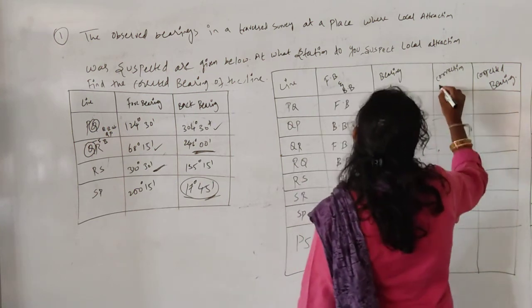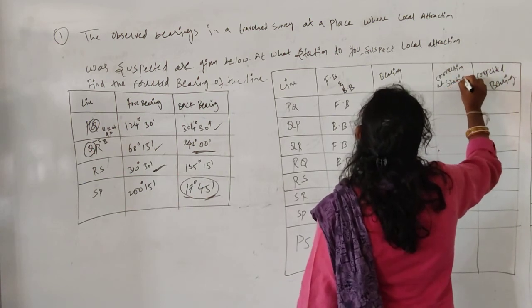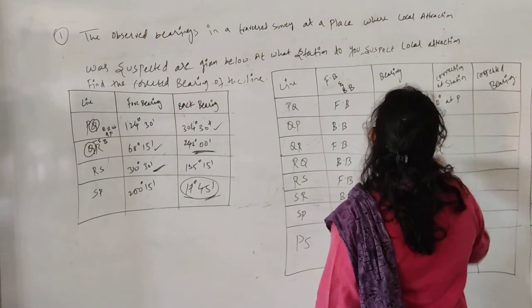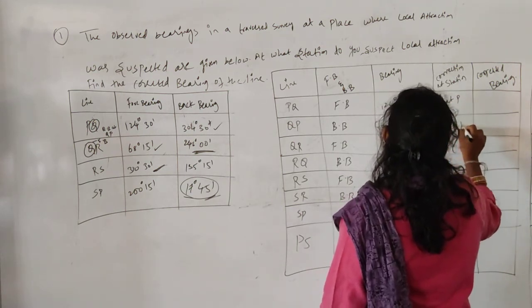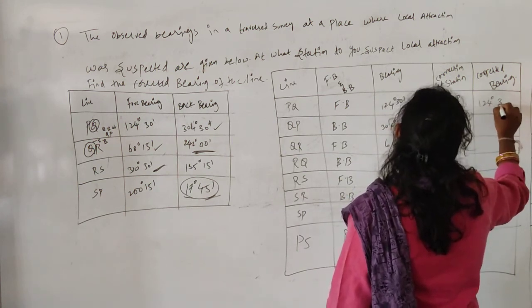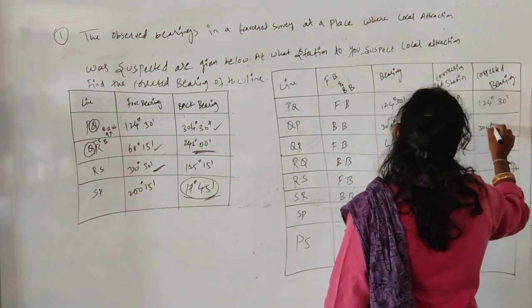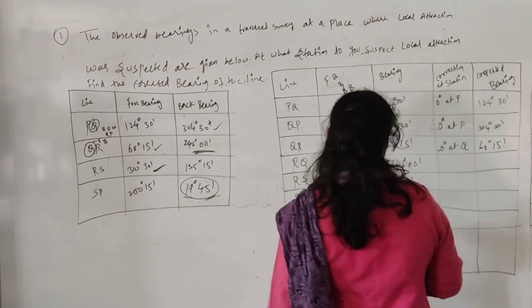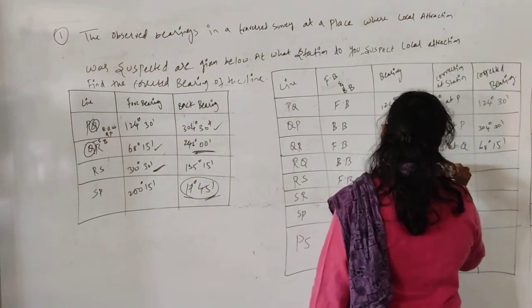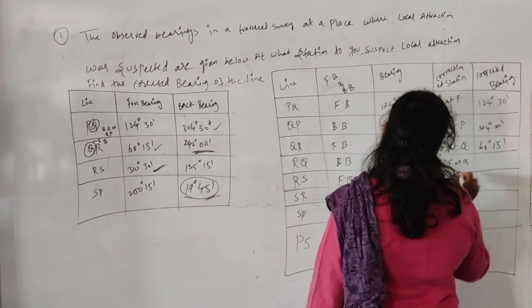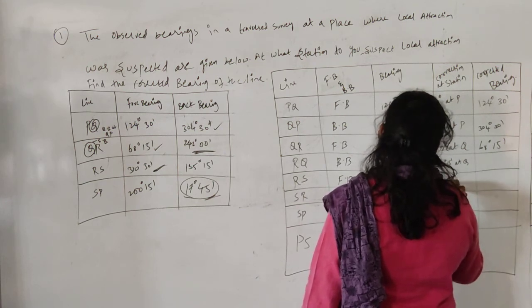Right, what are the corrections at each station that we have applied? 0 degrees at station P, 0 degrees at station P, 0 degrees at station Q. The same value will reflect here. Right, next minus 2 degrees 15 minutes at station Q, next minus at R.